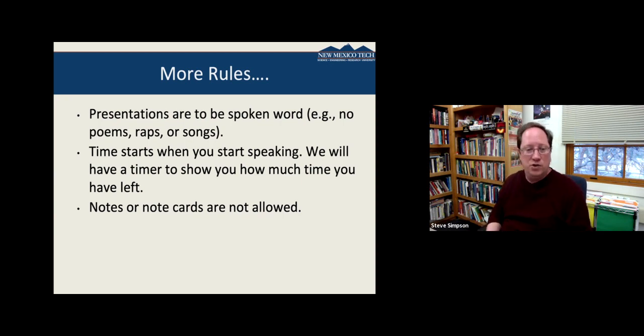And you're not allowed to use any notes or note cards. You're not allowed to read off of anything. It has to be completely from memory.